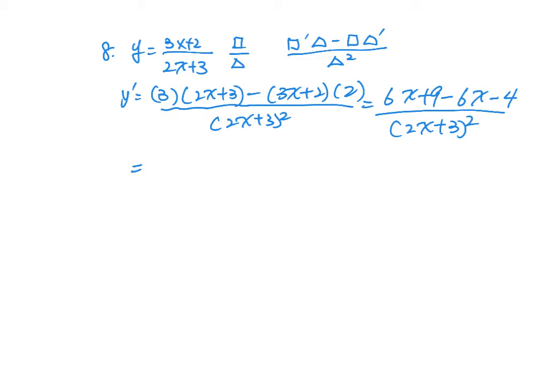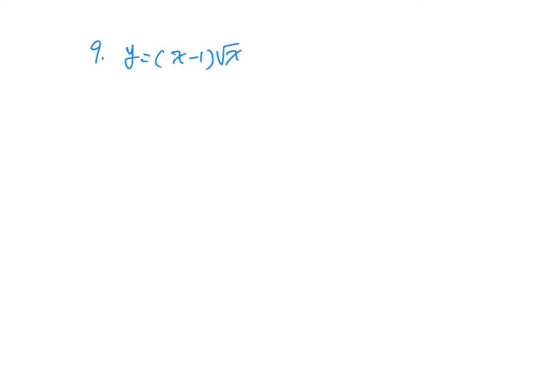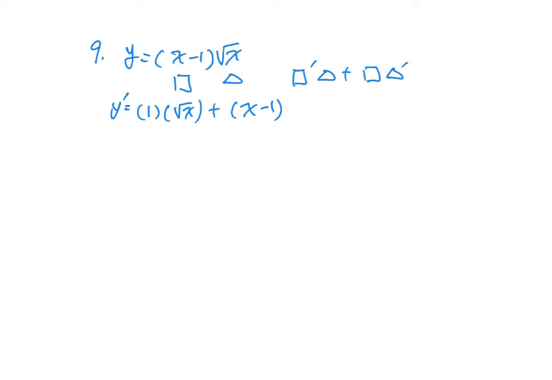6x minus 6x, that's gone. So we only have 5 on the top, 2x plus 3 squared on the bottom. And we don't need to do anything else. That's the answer. Number 9 is a simple product rule. This is a box triangle: box prime triangle plus box triangle prime. Let's take a derivative. All right, box first, so that's just 1. Plus, leave the box alone, take the derivative of the triangle.